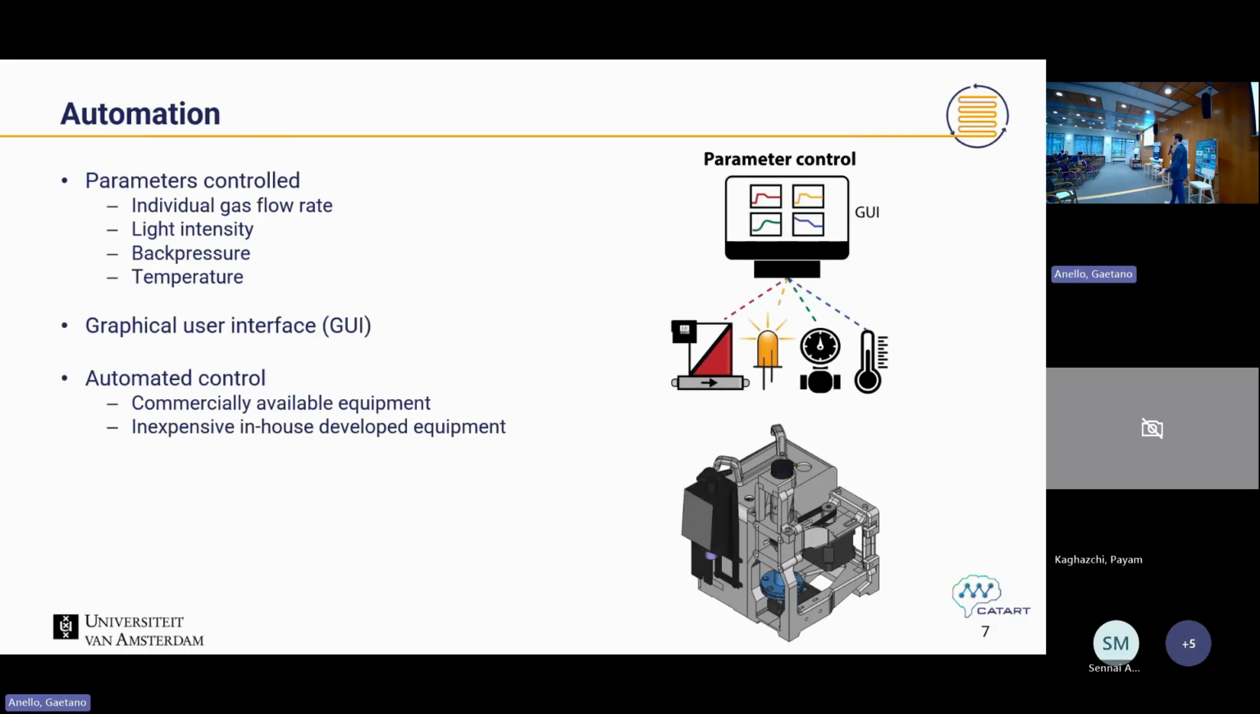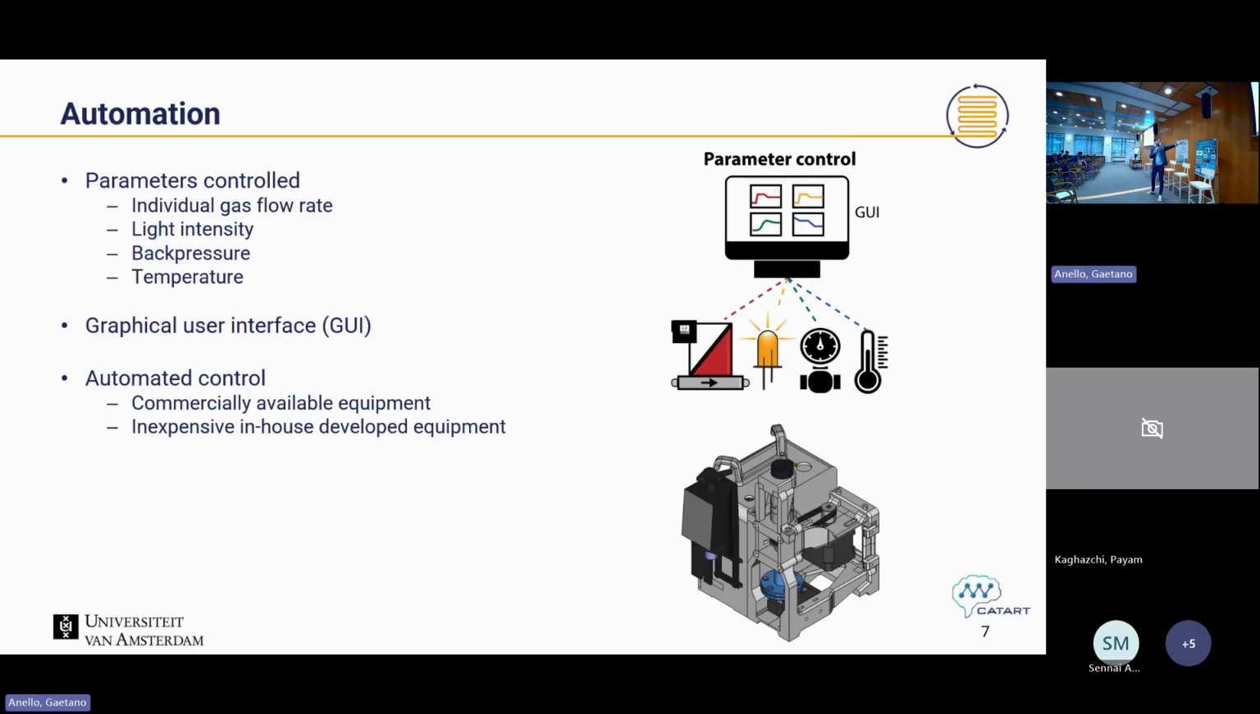And another thing we wanted to make sure of is that we always work under the same conditions. And with upcoming self-driving labs and our lab also working a lot on this, we wanted to implement automation. So we took control over the flow rates, the light intensity, the pressure, and also the temperature. And where we could, we actually developed the materials in-house.